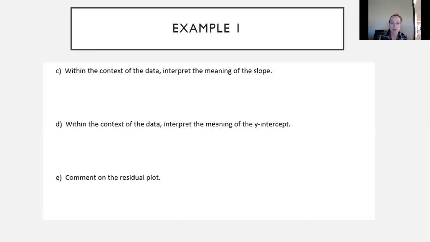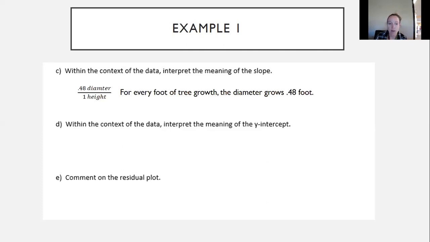Okay, let's look at the next 3. You have to be able to interpret what the slope means, the y-intercept, and then comment on that residual plot. So you can't just tell me the slope is 0.48. You have to be able to interpret what that means. My suggestion is to write out the slope in terms of units. So I did that here. Remember, it's the change in y over the change in x, so it's 0.48, and that represents the diameter over a height of 1 foot. The way you interpret that is, I always start with the denominator, so for every 1 foot a tree grows, the diameter grows about 1/2 foot, okay? That's how you interpret that.